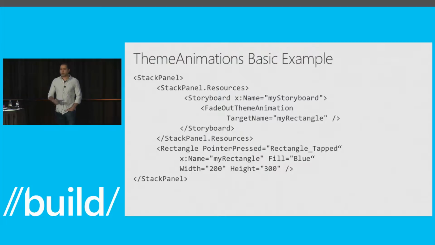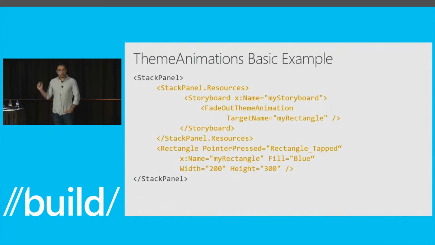Let's look at a code example of theme animations. Now, as I told you, theme transitions are slightly different from theme animations. In a theme animation, you still have this signature animation, but inside your code, for example, here in the stack panel, you'll have resources, and then you have a storyboard, in this case, My Storyboard. And you specify inside of that the fade-out theme animation that you want to use. And obviously, the fade-out theme animation takes a target, which is a rectangle in this case. And this rectangle is defined right inside the stack panel.